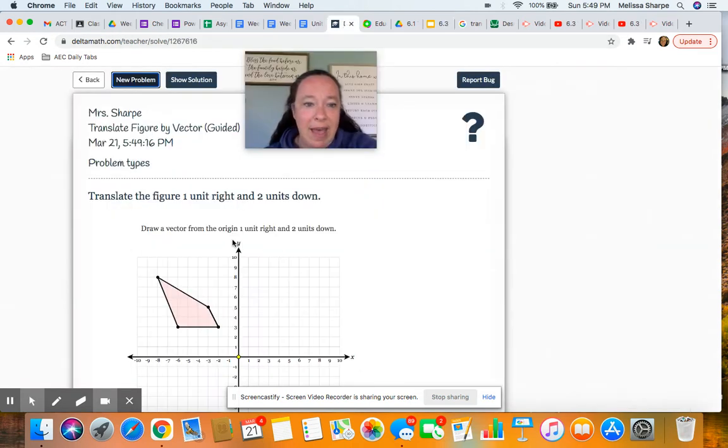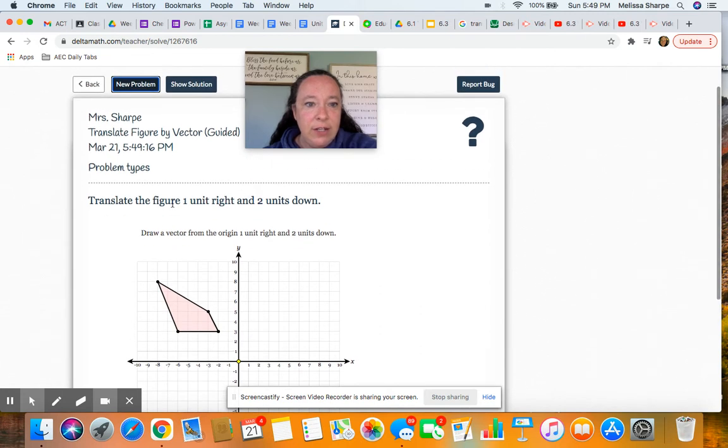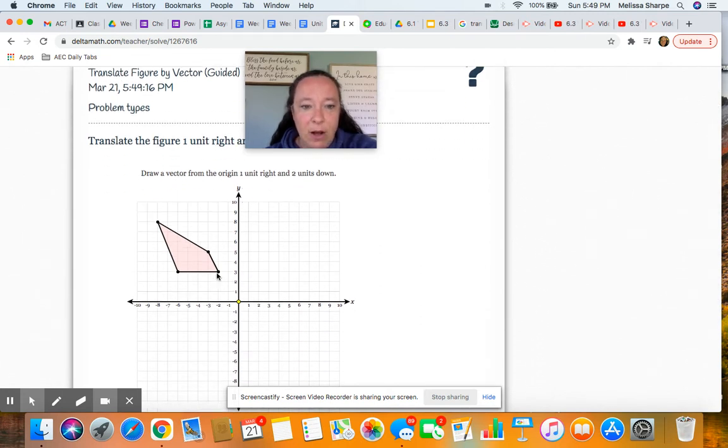So on this Delta Math, this says this figure is going 1 unit to the right and 2 units down. And so we know all of these are going to go boom, boom, okay? Now, what this particular section of Delta Math is wanting you to do is realize that it's a vector movement. We haven't talked a lot about vectors at all, and I don't expect you to understand, but just know translating is vector movement, okay? So when it says draw a vector from the origin, 1 unit to the right, so like this, and then down 2, that's your vector movement.